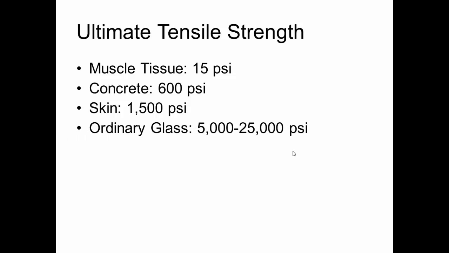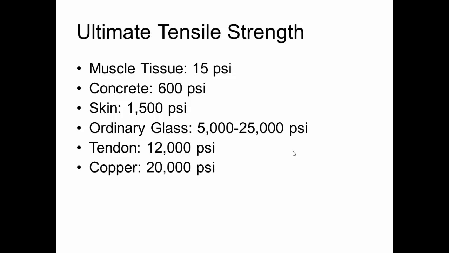Ordinary glass can range from 5,000 to 25,000 psi. Tendon, which binds muscle to bone, has a rather large ultimate strength of 12,000 psi. Copper, pure copper, has an ultimate strength of 20,000 psi. Mild steel, 60,000 psi. Most structures that are made of steel are made of mild steel. It accounts for most construction.